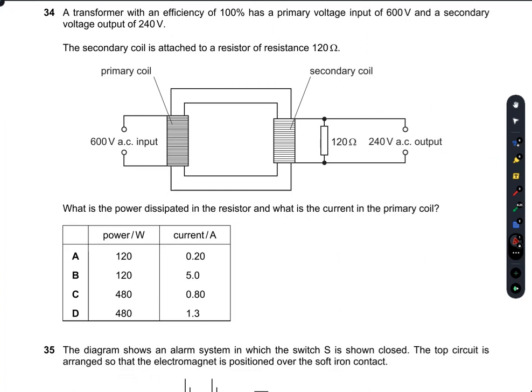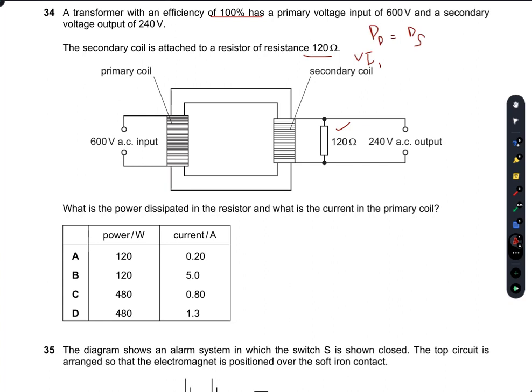A transformer with an efficiency of 100% has a primary voltage input of 600 volts and a secondary voltage output of 240 volts. The secondary coil is attached to a resistor of resistance 120 ohms. This is the resistor. So what is the power dissipated in the resistor and what is the current in the primary coil? So for transformer, we know that power of primary is equal to the power of secondary.